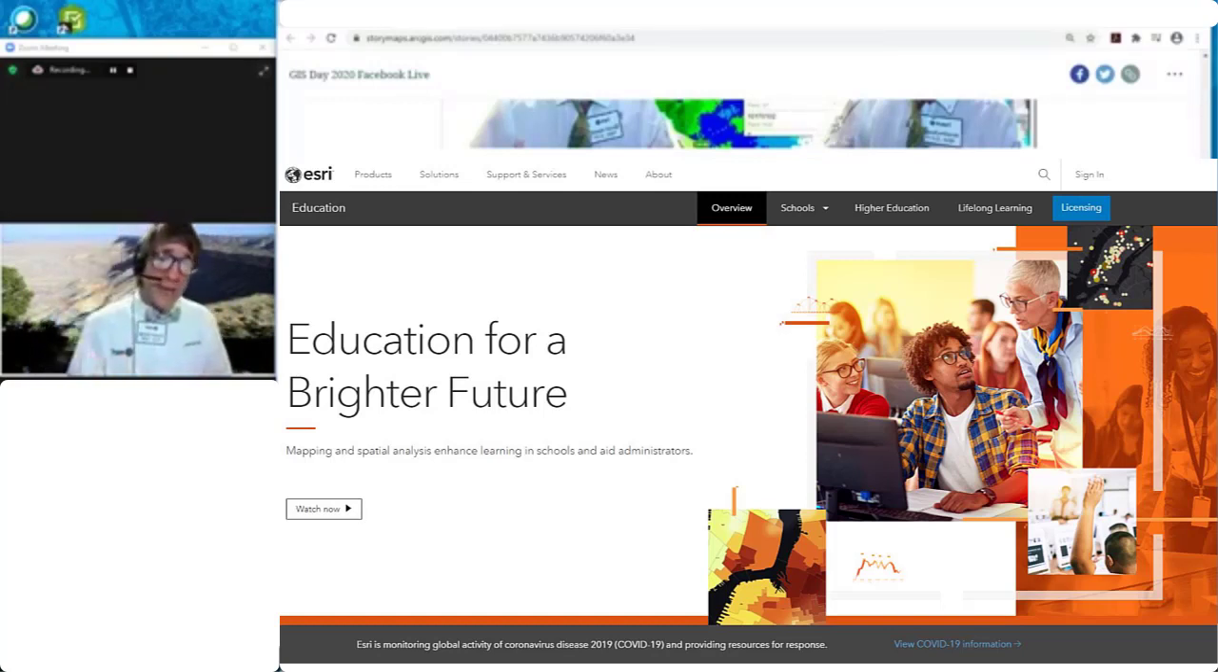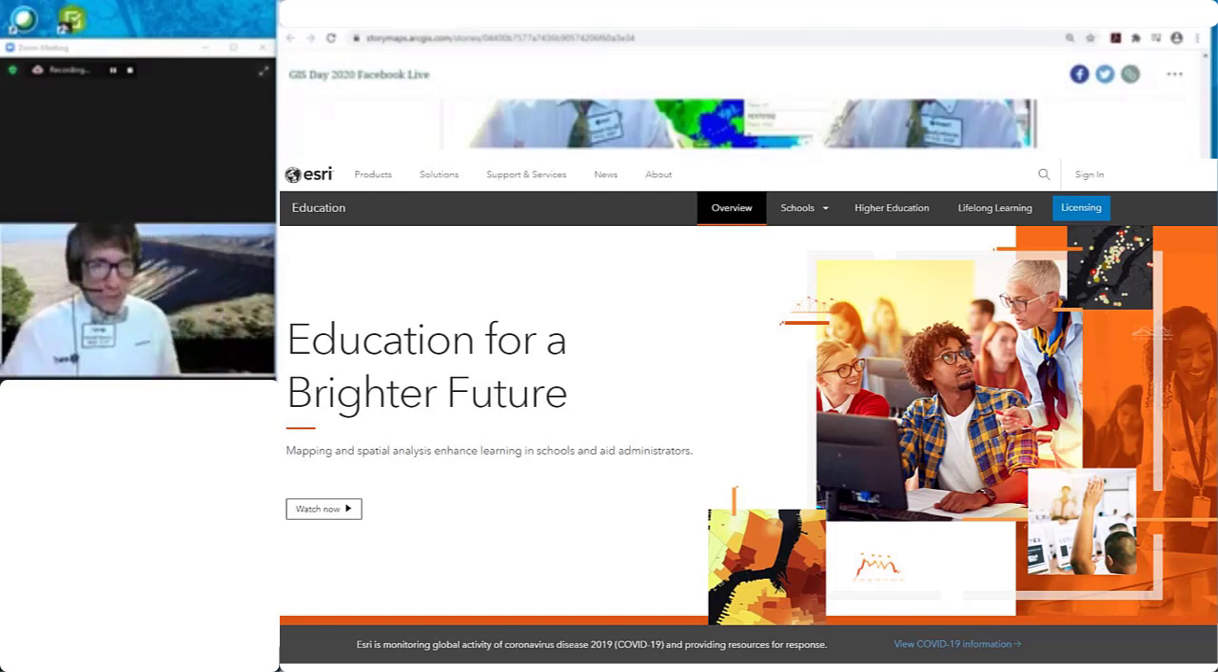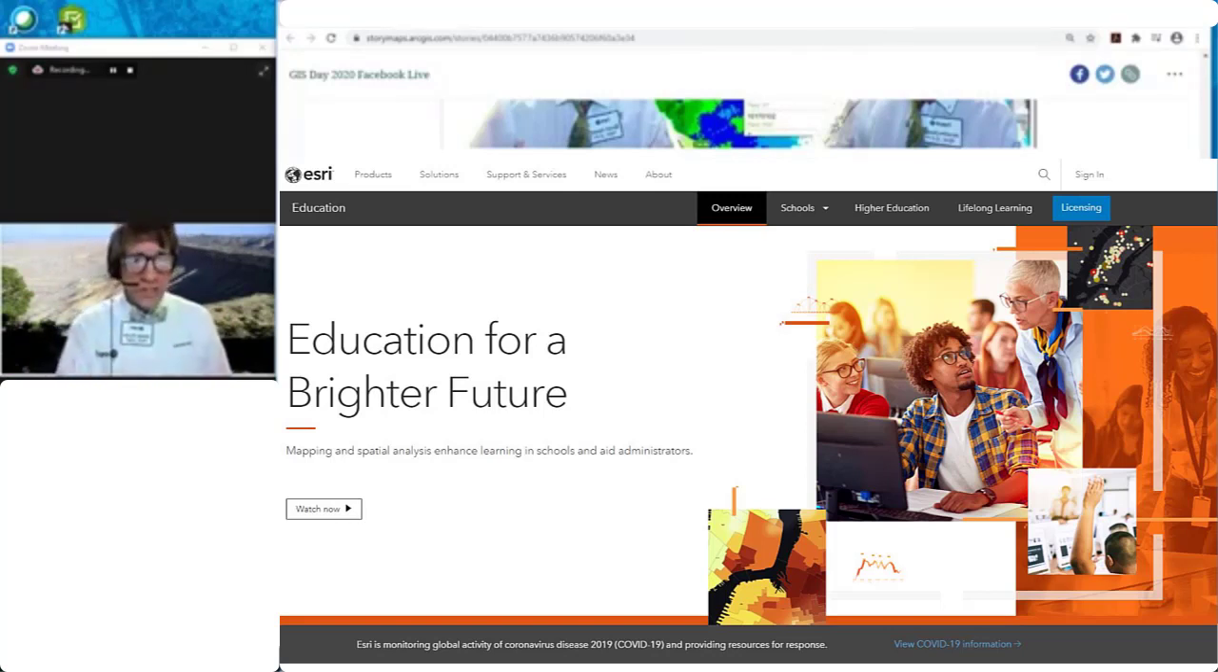Okay, we know that educational change happens slowly, but we believe that GIS can be a force for good in education because it touches on all those things you and I love as instructors about teaching: inquiry, problem solving, critical thinking, spatial thinking. In other words, active learning and constructivism.